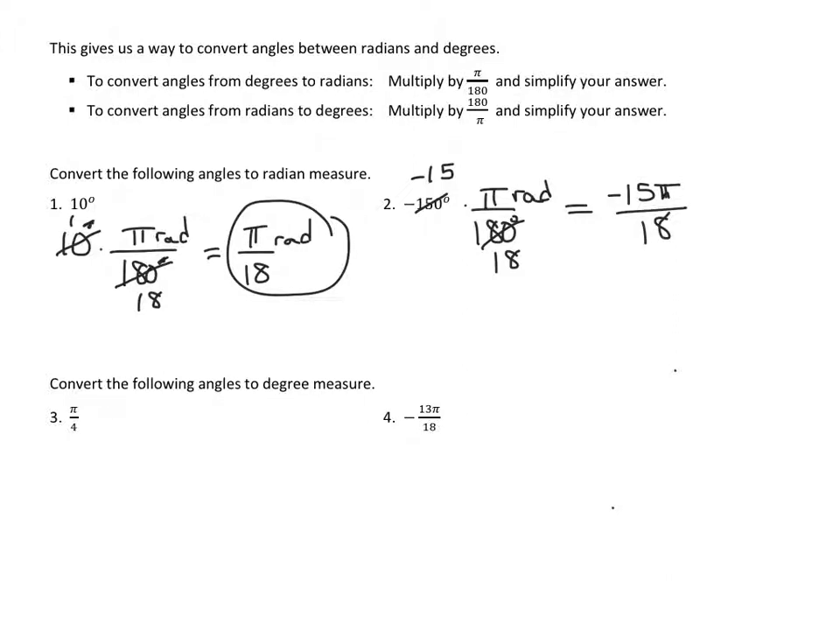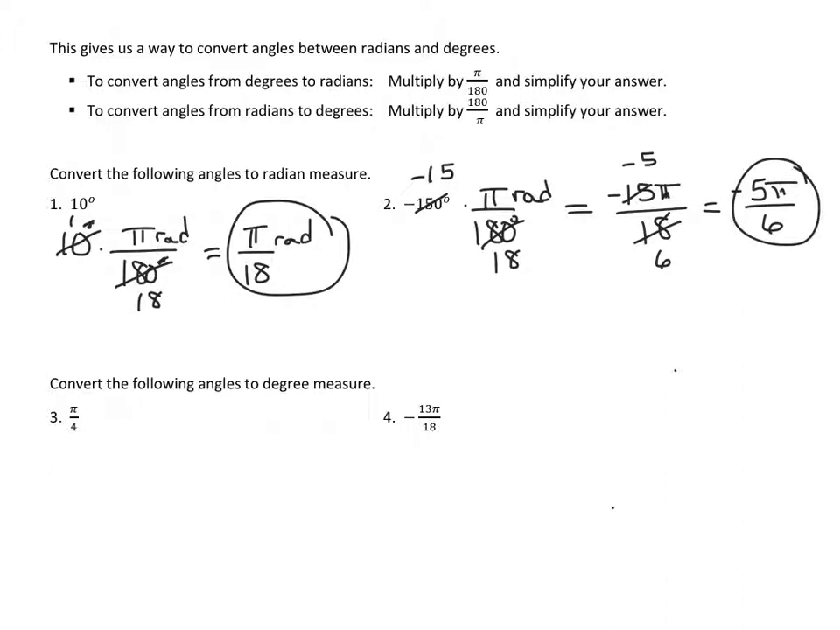And so from here, we still have a fraction that can be reduced, so we can take out a common 3. If we take a 3 out, we get negative 5, and on the bottom, we get a 6. So our final answer is negative 5 pi over 6.